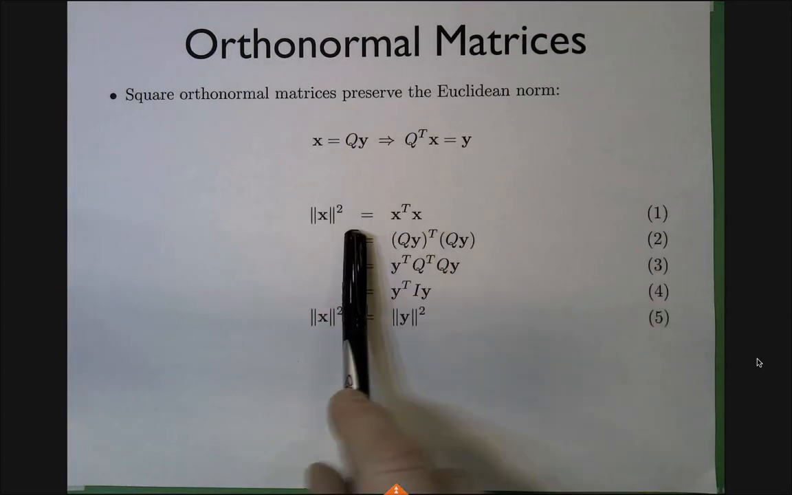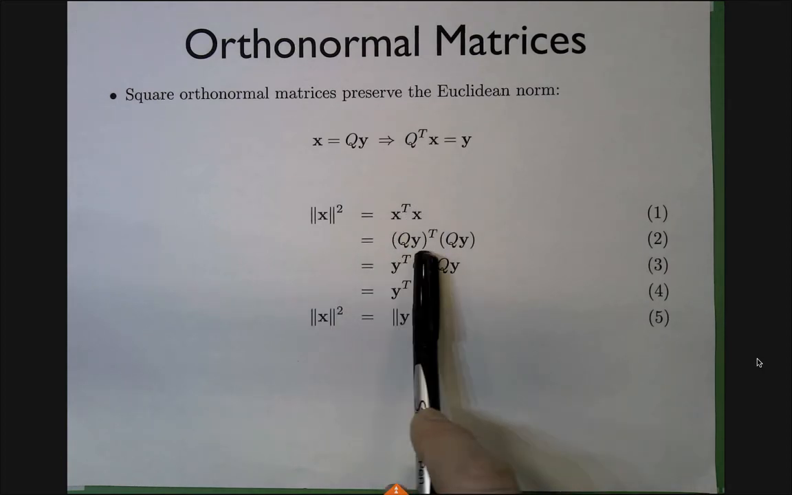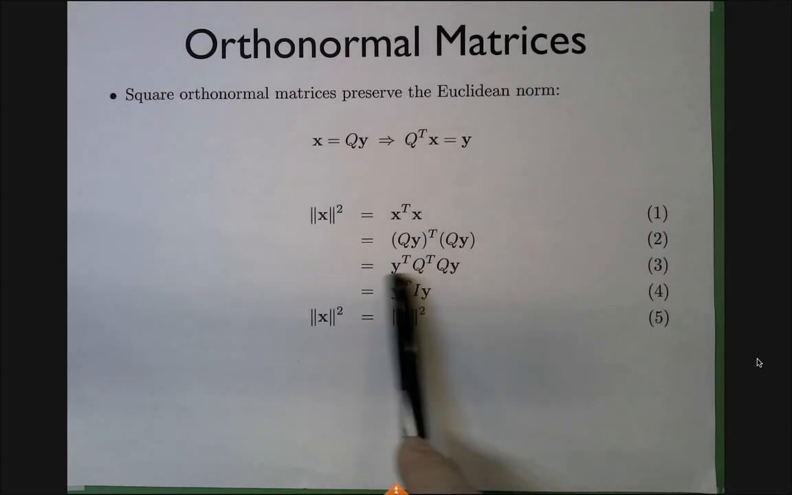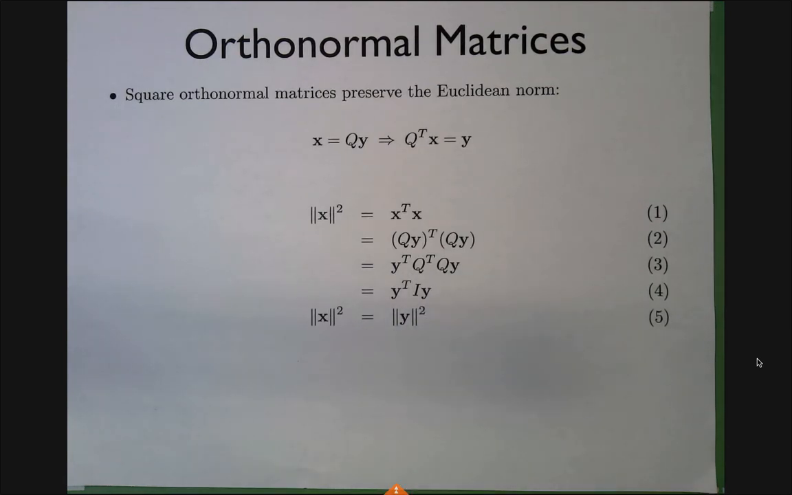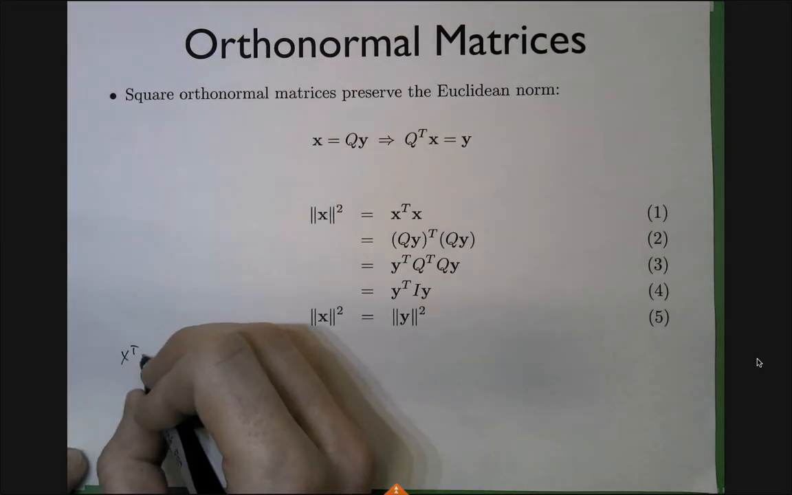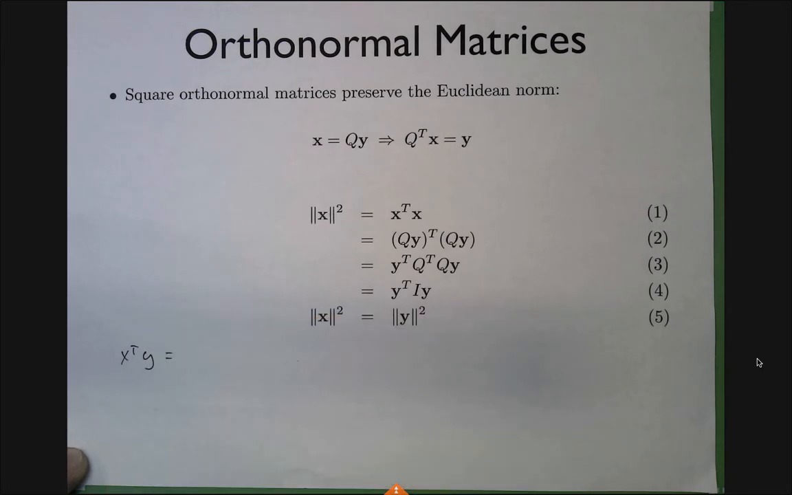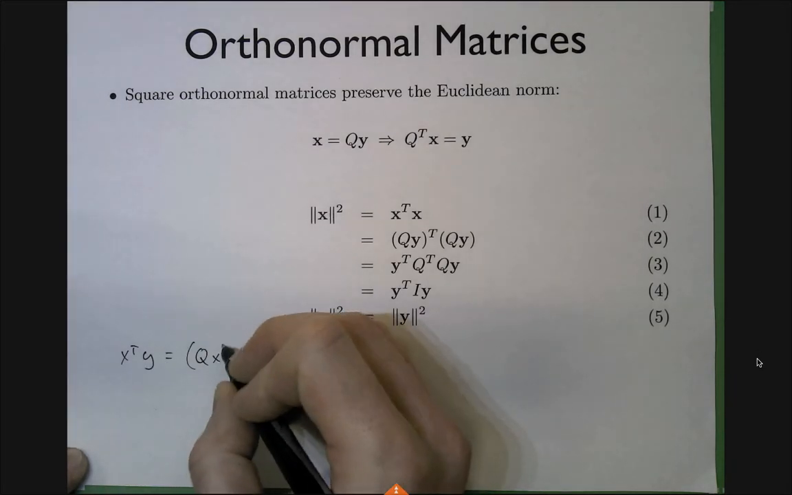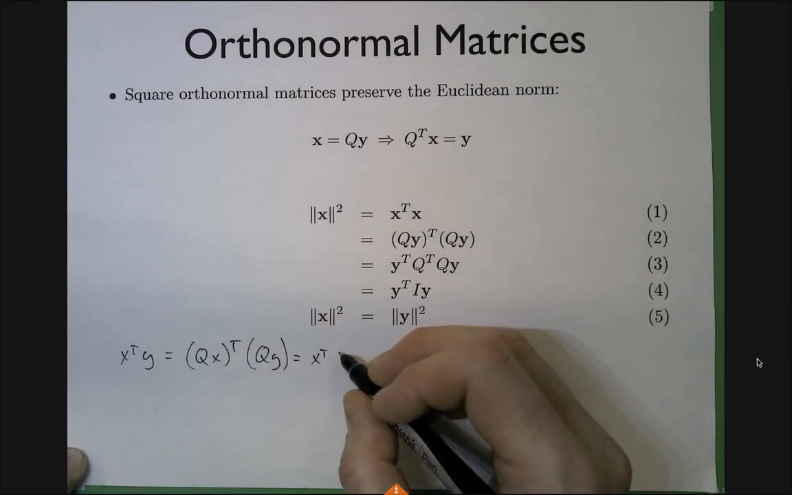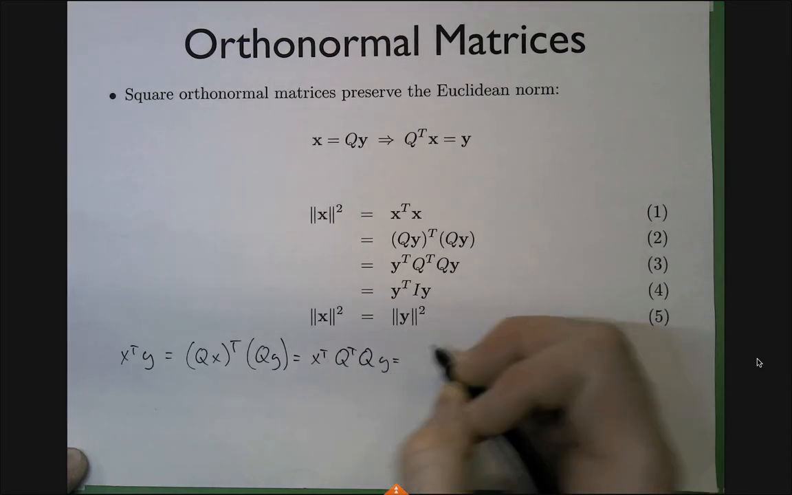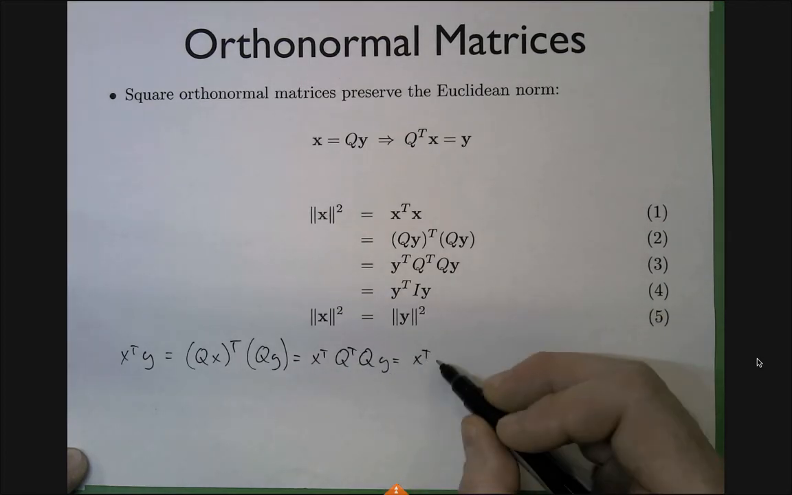Because the norm is just x transpose x. But if x is Qy, I can write it like this, because this is the whole transpose. This is y transpose Q transpose Q y. But Q transpose Q is identity, so clearly the norms are the same. The same way, I could also say that the dot product is not changed, right? That x transpose y, if I transform both of these by Q, so if I do Qx transpose Qy, exactly the same argument gives me that x transpose Q transpose Q y is x transpose y. It's what I started with.